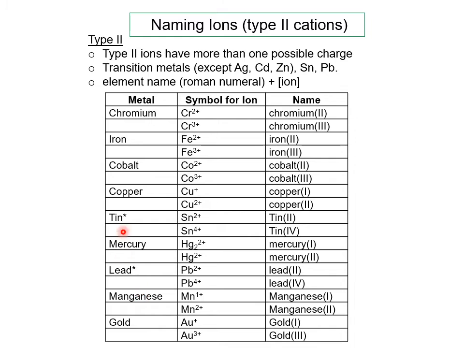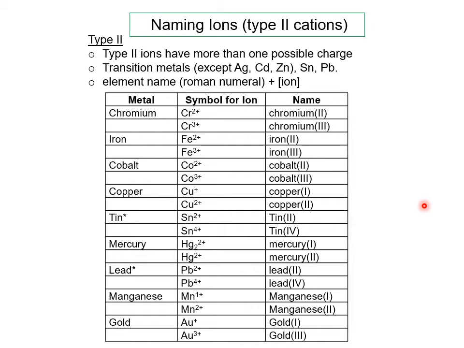So we see here that tin, and I put a star next to these, the ones that have the star next to them, indicates that they are not transition metals. Tin can be either +2 or +4. Same thing with lead, Pb can be +2 or +4. So you would actually have to memorize which charge each cation forms. Notice that manganese, for example, is +1 and +2, but then gold is +1 or +3. So there's no way to really predict it unless you memorize it.